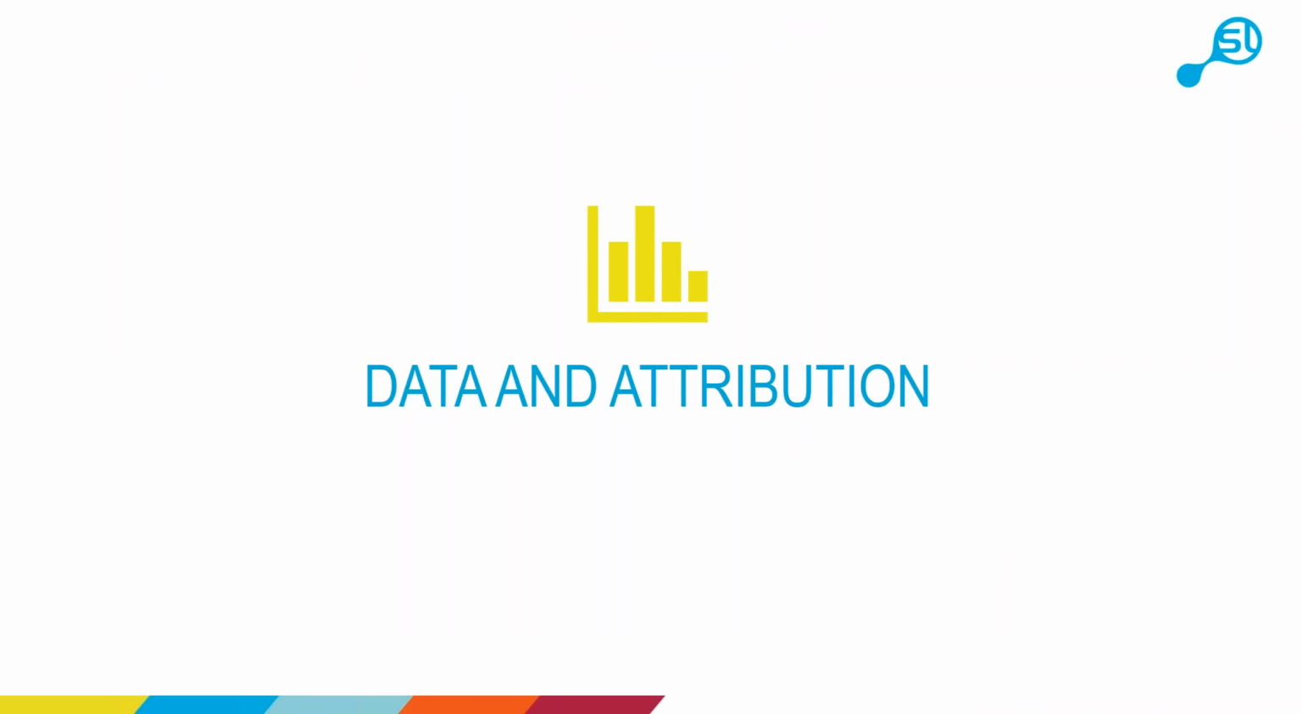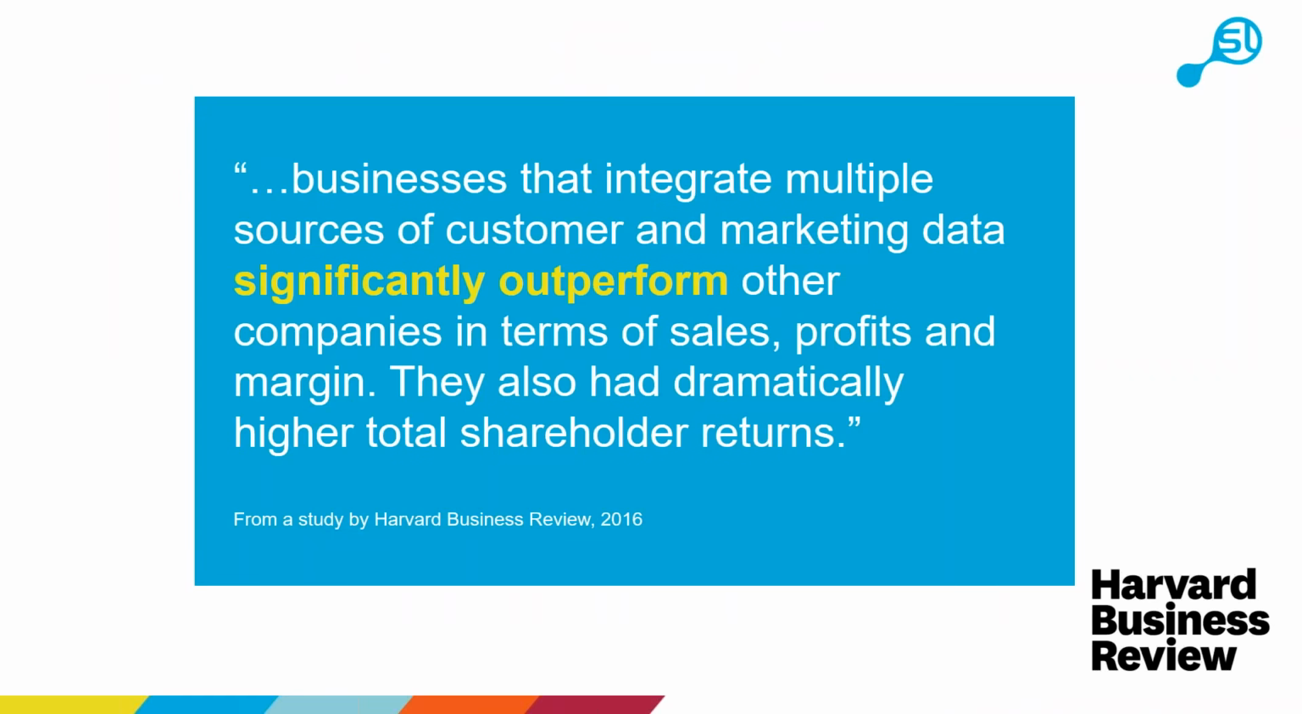So the first area we're going to look at is data and attribution. There's an interesting quote just to highlight how important data is. So this is a quote from a study by the Harvard Business Review last year that found that businesses that were successful in integrating multiple sources of customer and marketing data significantly outperformed competitors in terms of revenue and profit, and also had much higher shareholder returns. So just to highlight how important data and how you use that data in a business is. I'm now going to hand over to Paul, who's going to talk you through some of the features and how data can be used within GA360.